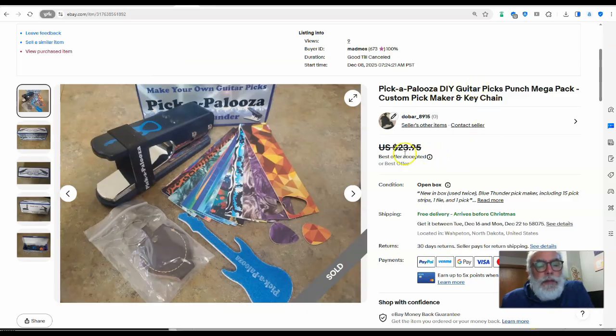So on the Pickapalooza, this was the dilemma. I listed it for $23.95. I received an offer for $20, and I was excited about it. It was my second item that I had listed on eBay.